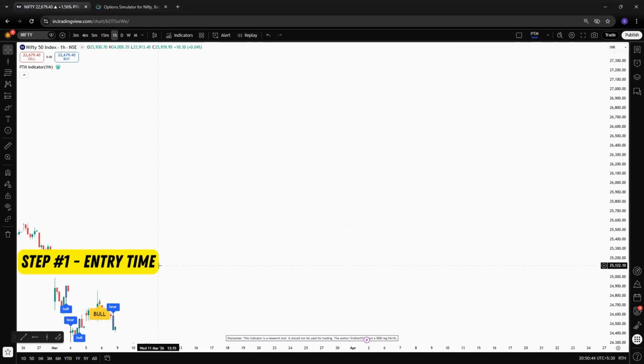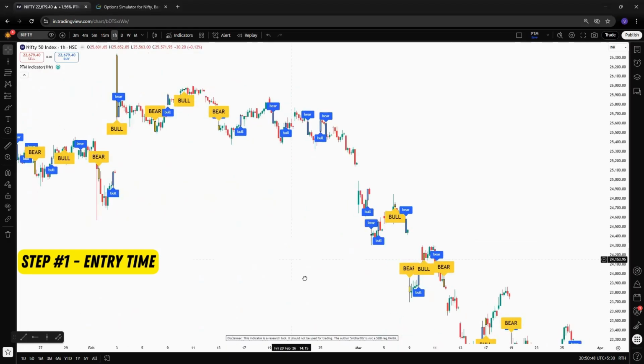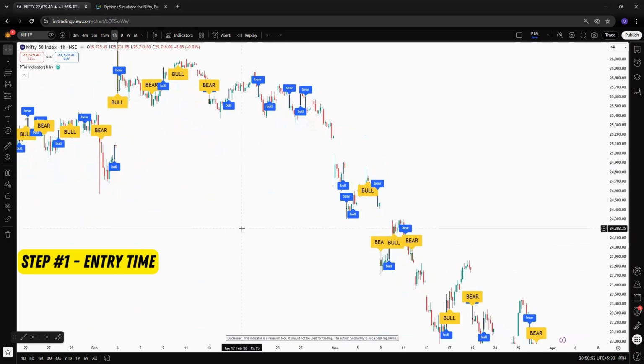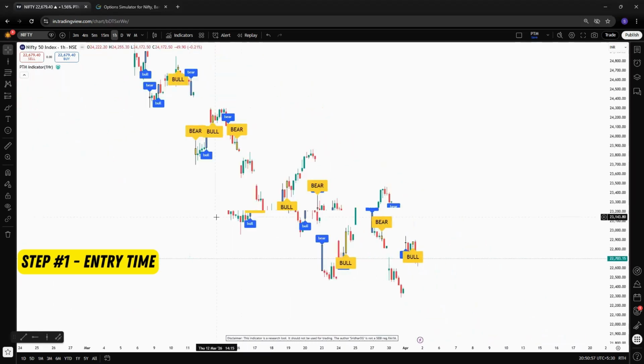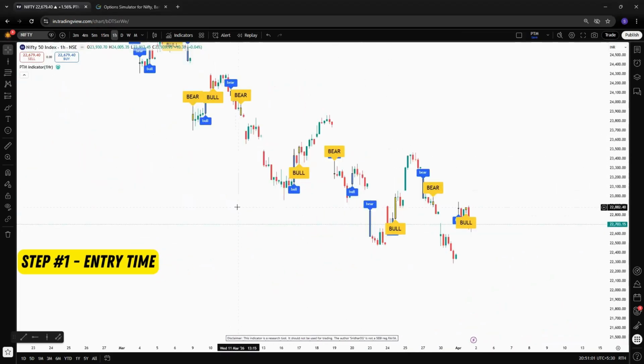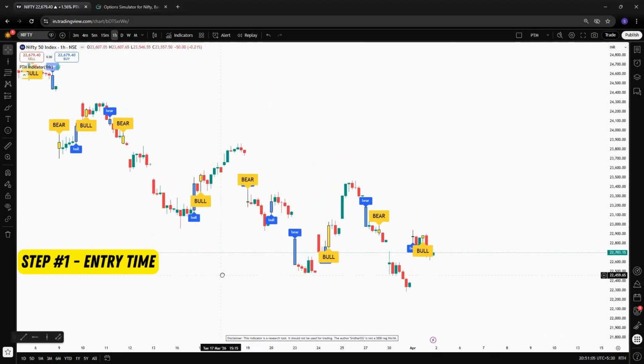Now, step number one, entry time. When is the entry time? Entry time will be on the current expiry day, in the last 15 minutes. For example, let me take an example here, the most recent expiry. Let me take Tuesday. So I'm using the Nifty chart. When is the weekly expiry of Nifty? It is on Tuesday. So I'll take Tuesday here. One second, I'll find Tuesday.